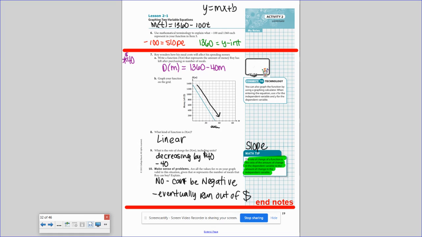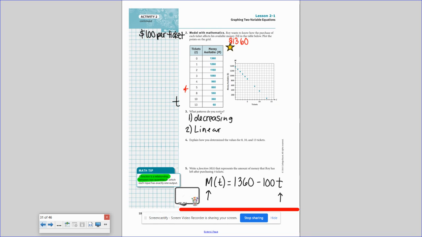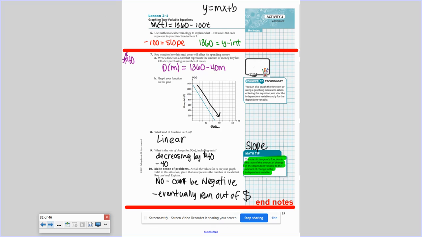Okay. So today's lesson was mostly just focusing on being able to write an equation from a scenario and represent it graphically, on a coordinate plane using the right axes and scales. Okay, so that's the end of 2.1. So I'll see you tomorrow for 2.2.